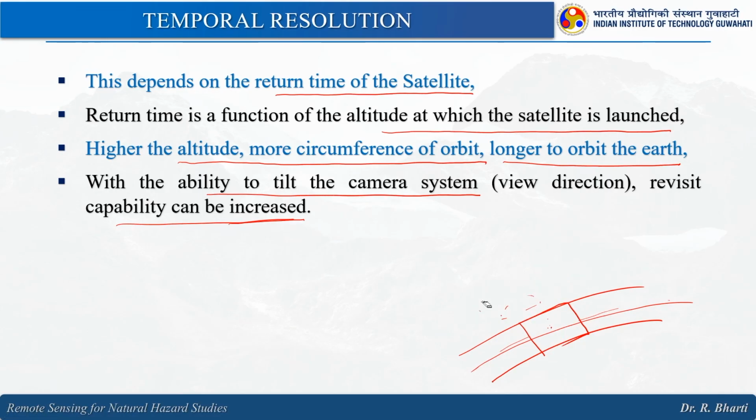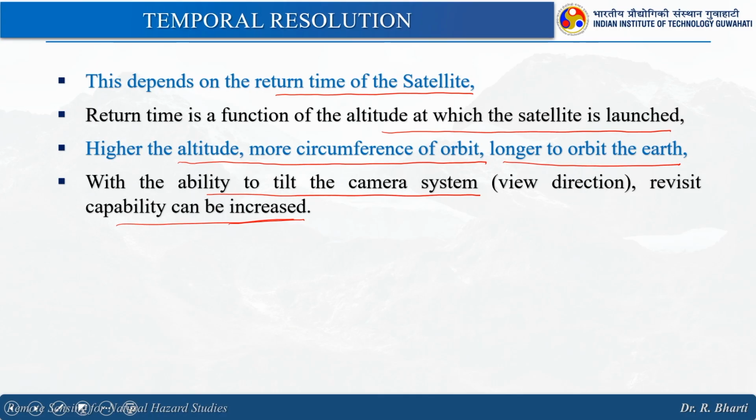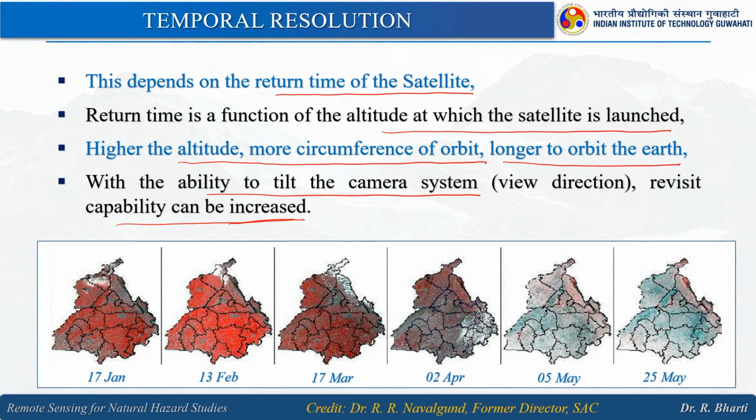So, the ability of tilting the camera or the satellite sensor will help you to gather information of your surface, maybe before the orbit matches with your study area. So, this is one example. So, this image is captured in January, in February, in March, in April, in May, and then on the 25th at the end of May.